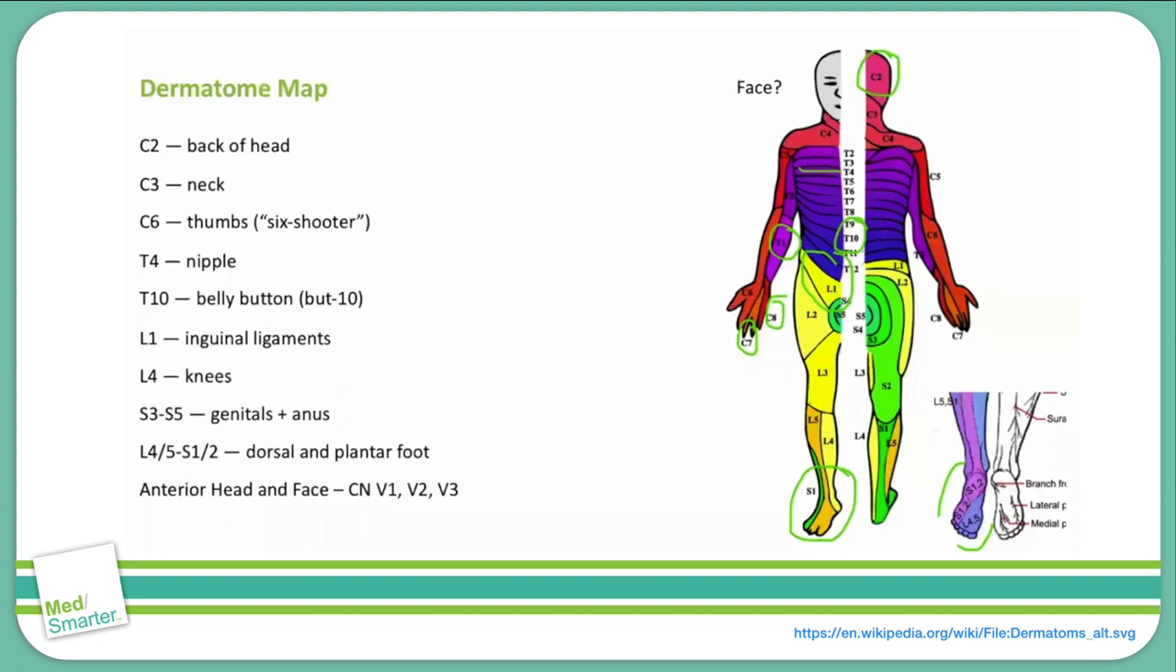The V1, or ophthalmic division of cranial nerve 5, covers sensation to the forehead and the area around the eye. V2, or the maxillary division, covers sensation to the middle of the face. And the mandibular division, V3, covers sensation to the bottom of the face and the jaw.